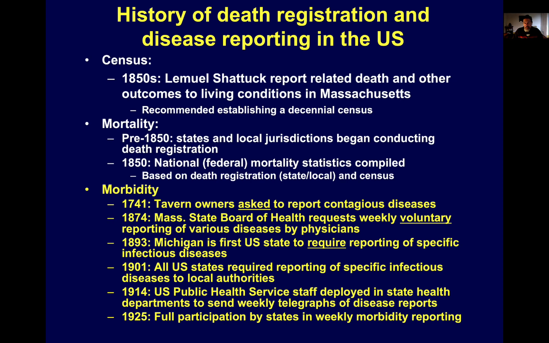And the way that the federal government would get this information is they realized they had to deploy federal staff from the US Public Health Service in state health departments who would be responsible for compiling this information and sending it off in telegraphs to the federal level so that they could track what was going on nationally. By 1925, there was full participation by all US states in weekly morbidity reporting.